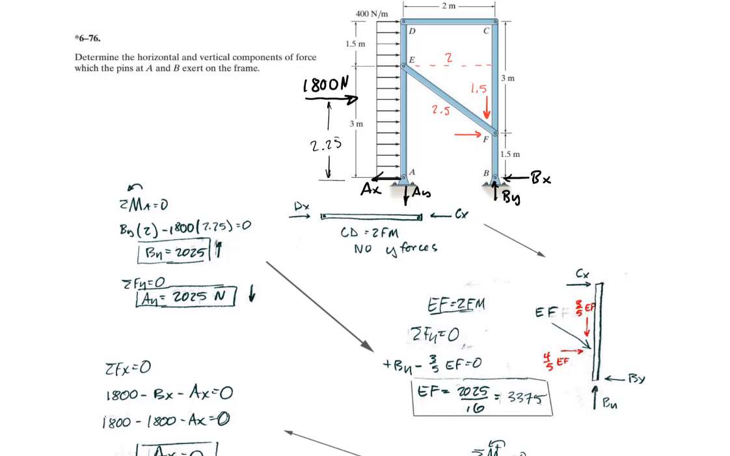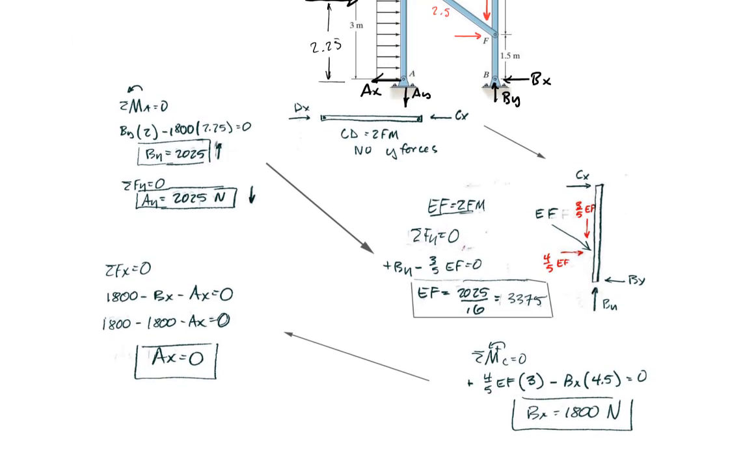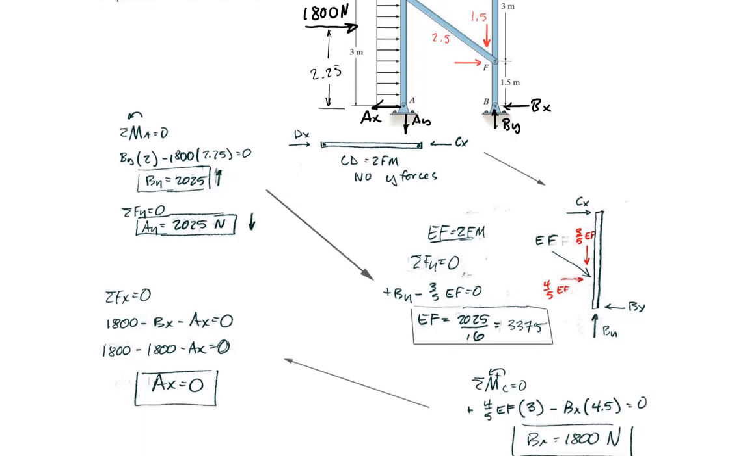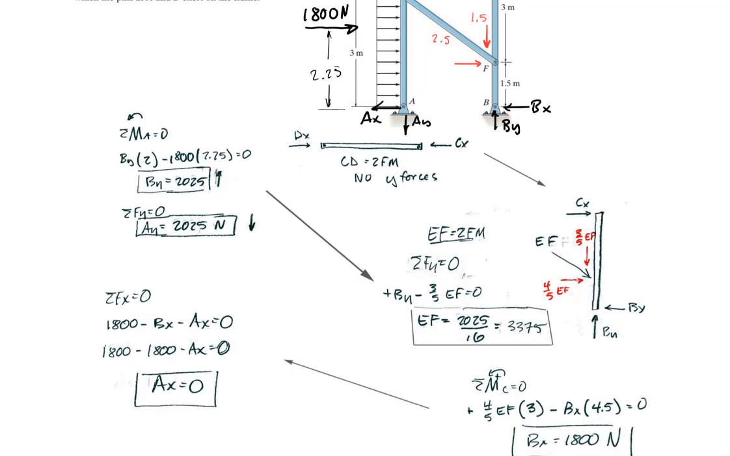What else can I find then? If I sum the moments about C, I should be able to then solve for BX, which indeed I did. So I've solved for BY up here. I have BX here. Now what do I do with BX? I look at this plus this, and these are all the forces I have in the X direction. So if I go back over here and sum the forces in the X for the entire structure, I can find AX is equal to 0, which is a little surprising.